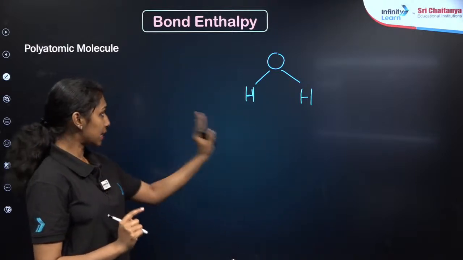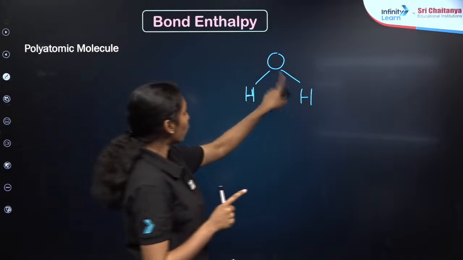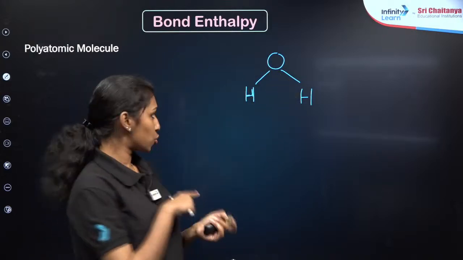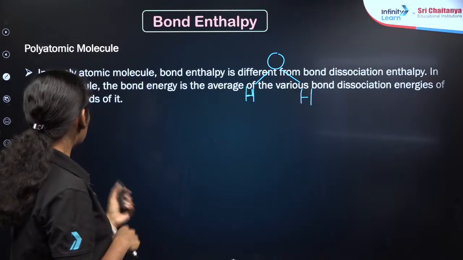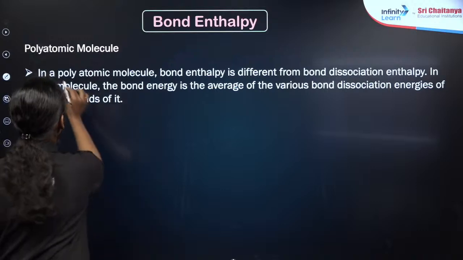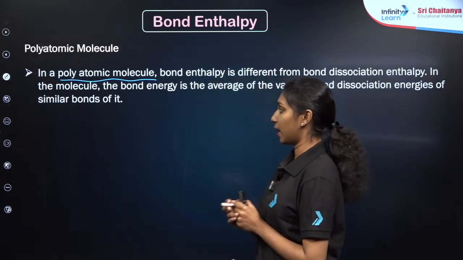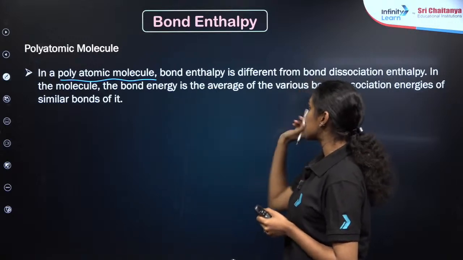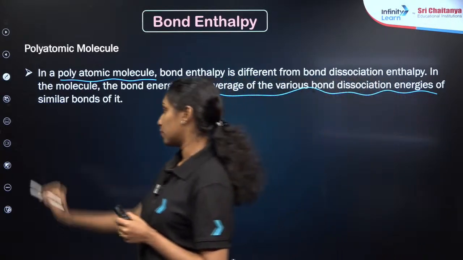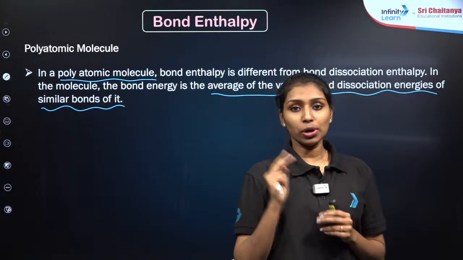But in actual practice, in order to break one OH bond it will take one energy, and to break the other OH bond it will take another energy. So the total energy will be the average of these two bond energies. In a polyatomic molecule, the bond enthalpy is different from bond dissociation enthalpy, because the bond energy is the average of the various bond dissociation energies of similar bonds. For water, it is the average of the two OH bond dissociations.